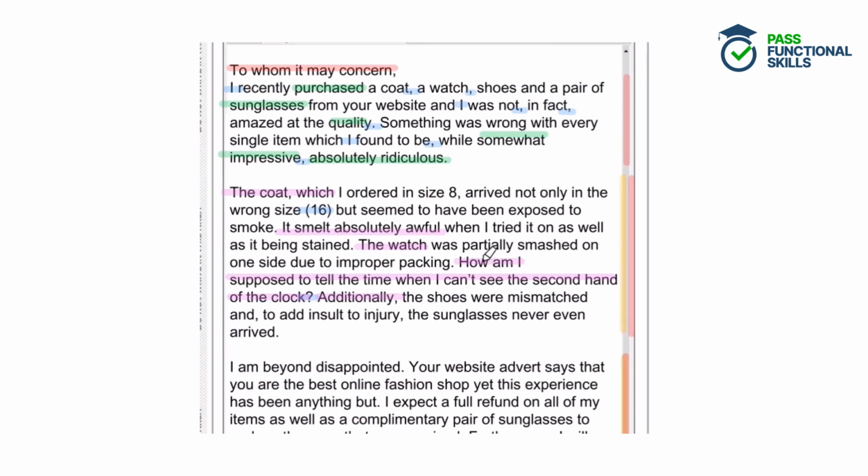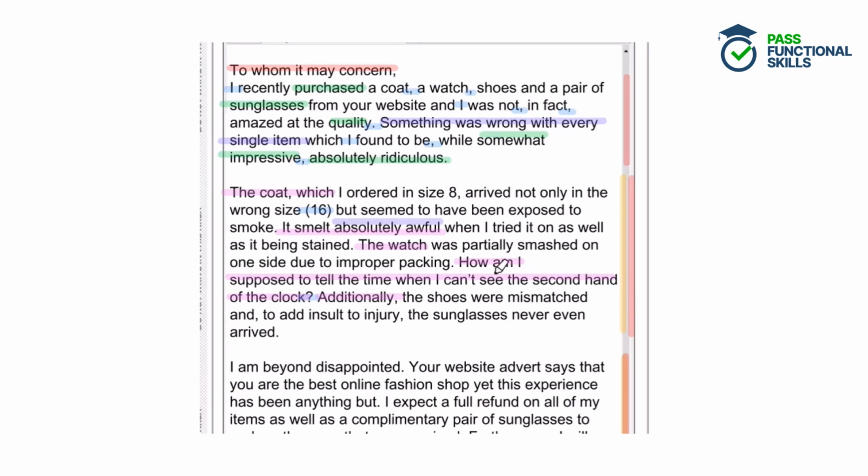So this answer is really effective in addressing that audience and purpose in the language. We've got quite negative language used throughout, saying something is wrong with every single item, saying that it smelled absolutely awful, that use of alliteration there to try and persuade the reader that really these items are very bad and they should be compensated for this.